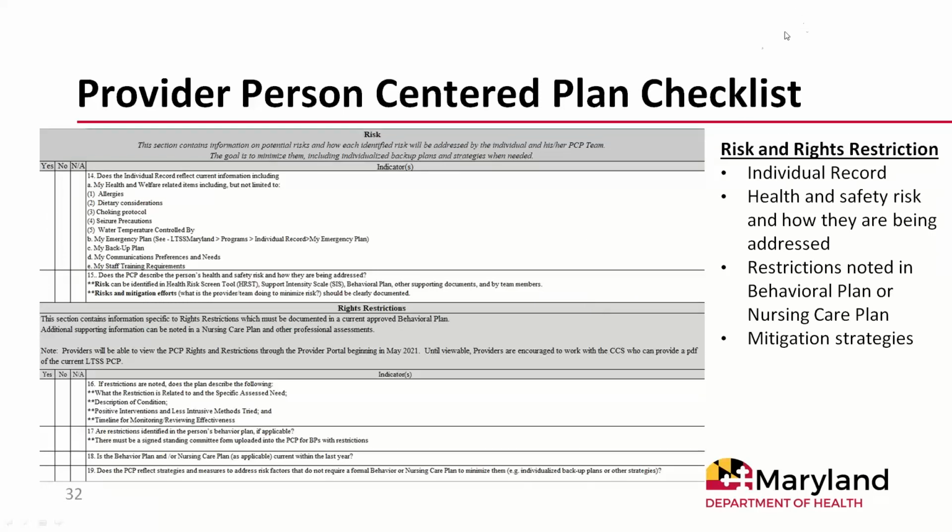The checklist also includes information related to the rights and restrictions section, as I mentioned, will be viewable for you in May. And so you'll see different information that's reflected either through the individual record. It'll talk about health and safety risk and how they're being addressed. Any restrictions noted that would be reflected in the behavior plan and nursing care plan, and also mitigation strategies. Next slide, please.